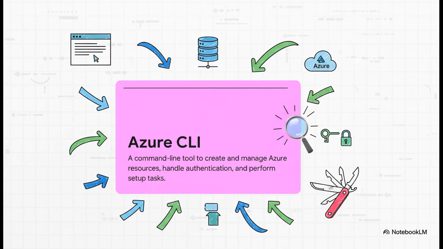Next, we've got the Azure CLI. Now, while Terraform is going to handle the big picture, we still need a way to talk directly to Azure for specific tasks, like logging in for the first time or creating the credentials our automation needs. The Azure CLI is basically our Swiss Army knife for all those little jobs.